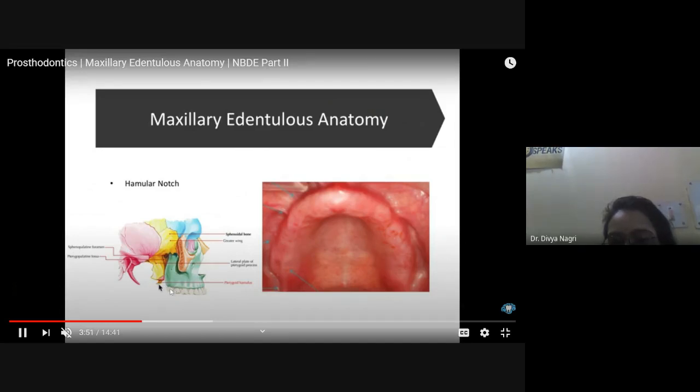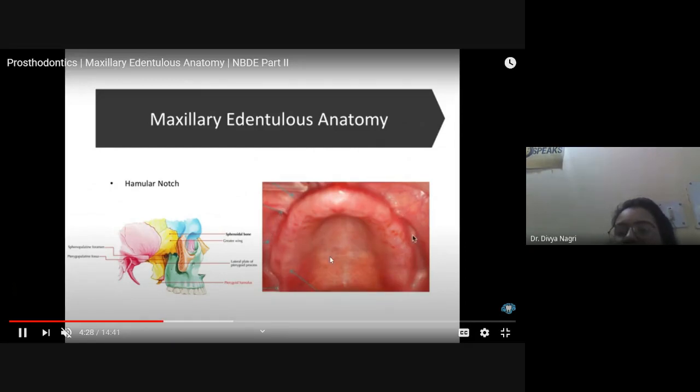Once the teeth are present, it looks different, but now the patient is edentulous, so the patient is not having any teeth in his or her mouth. This is the maxillary tuberosity, and behind the maxillary tuberosity is your pterygoid hamulus. So this part is your hamular notch, which is after the maxillary tuberosity. This is the buccal frenum which you can see. This is the buccal vestibule part which you can see, and this part is extending till here, and this is your hamular notch.